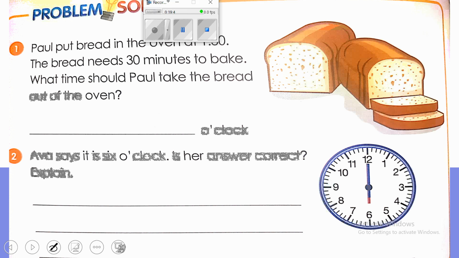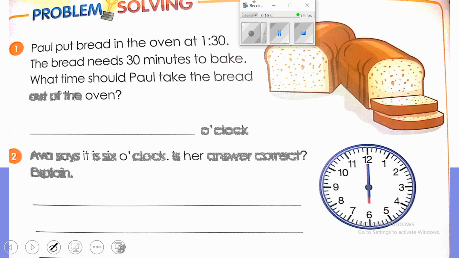Here is the problem solving. How to put the bread in the oven at 1:30. The bread needs 30 minutes to bake. So the first hour is 1:30.